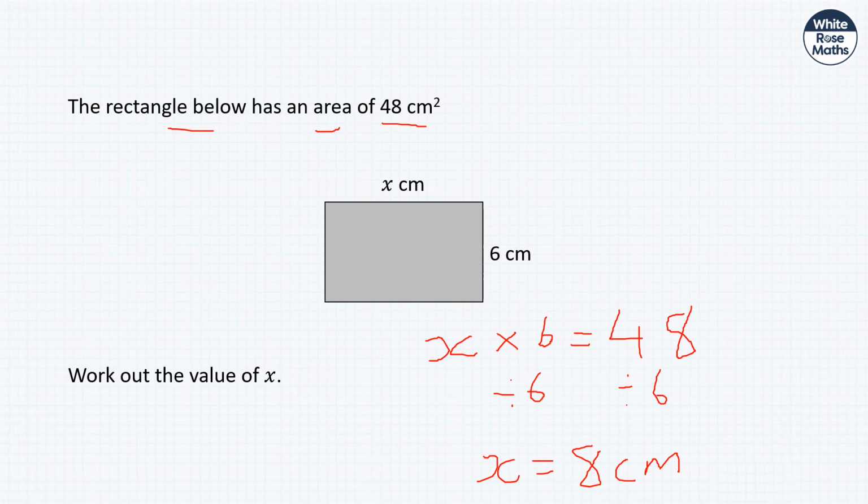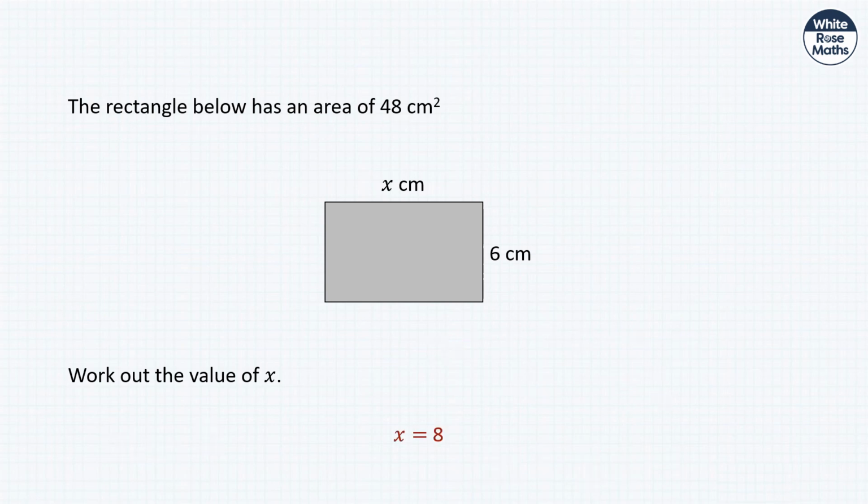So x is equal to 8, guys, and again, we can check our answer. 8 times 6 is 48, 48 divided by 6 is equal to 8, guys, hopefully that makes sense.